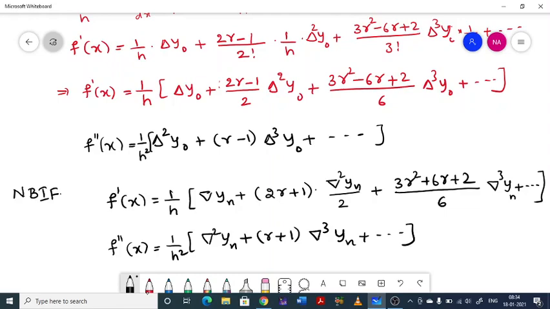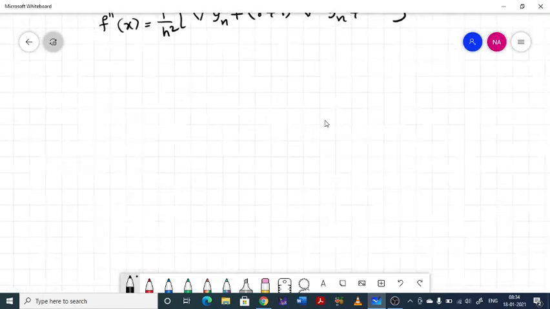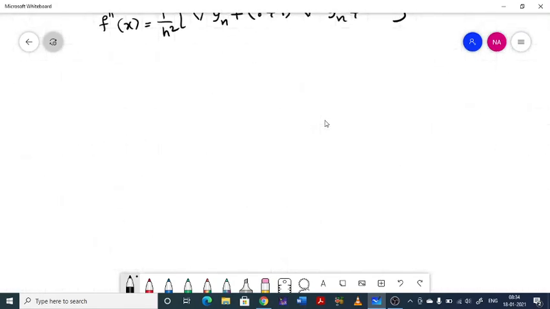So this is the formula for numerical differentiation. Next, problems. Problem A.